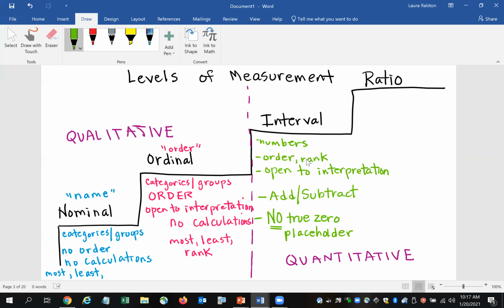What was the other example I gave you? The temperature and the IQ scores are probably the two most common.